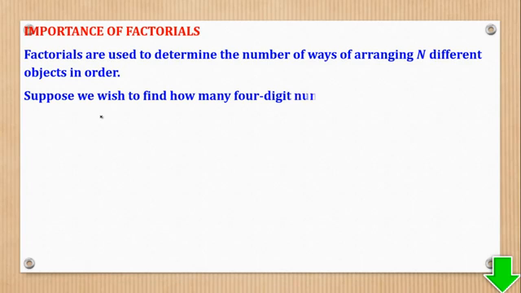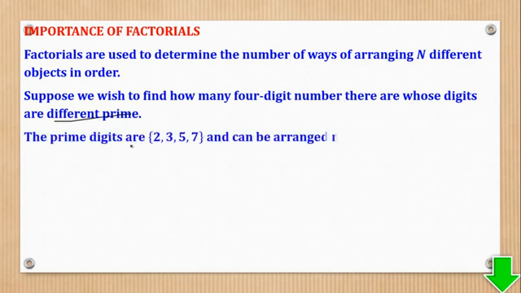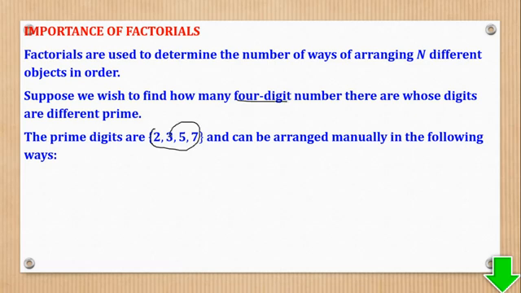Suppose we wish to find how many 4-digit numbers there are whose digits are different prime numbers. There we know the prime numbers are 2, 3, 5, 7. So the question wants you to arrange 4-digit numbers using these. How many ways can you rearrange these 4 digits?